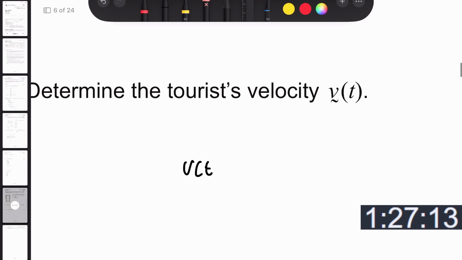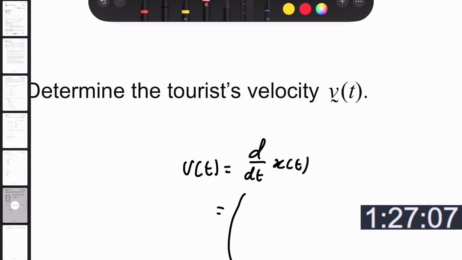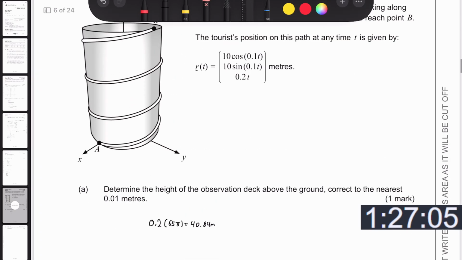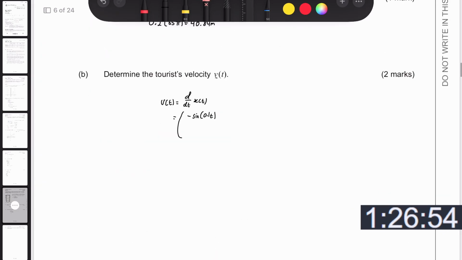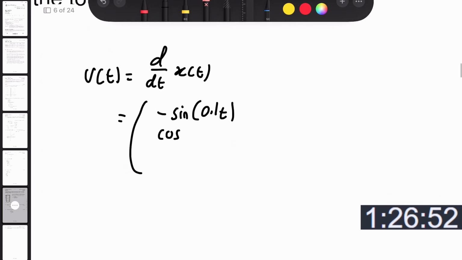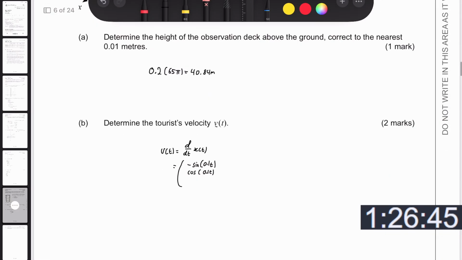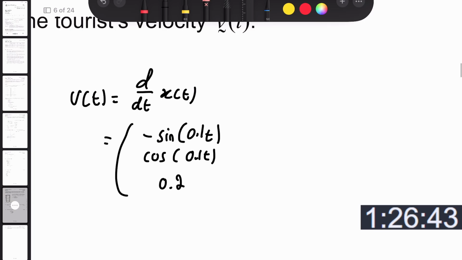So then v of t is equal to d dt of x of t. So it's going to be negative sine 0.1 t inside. This will just be cosine of 0.1 t, and this will just be 0.2.